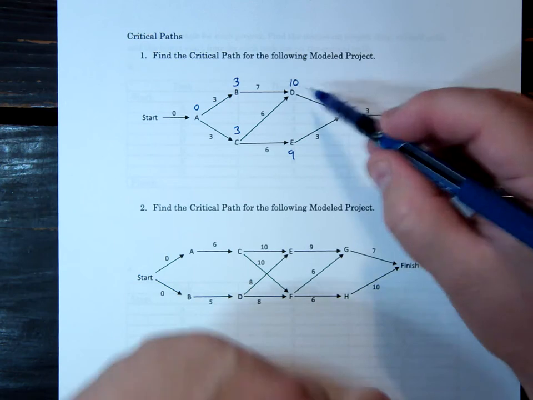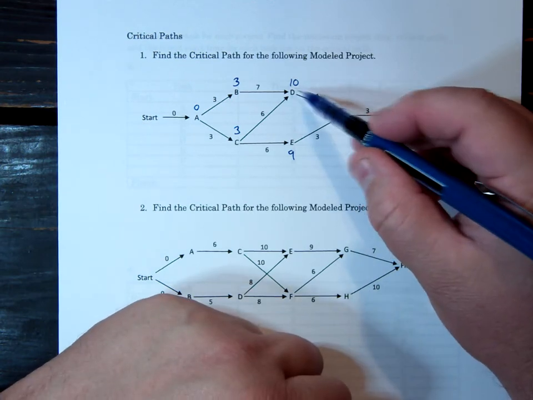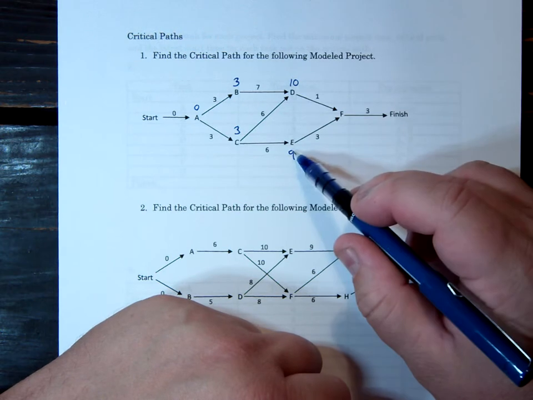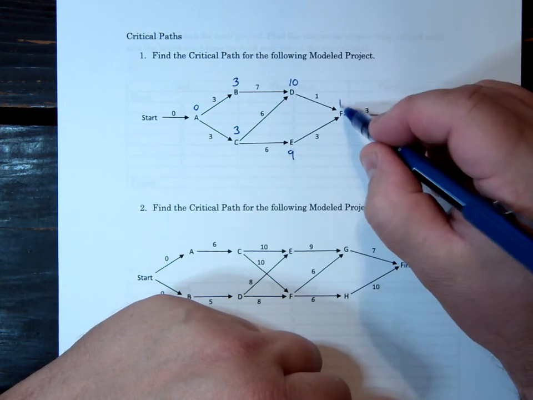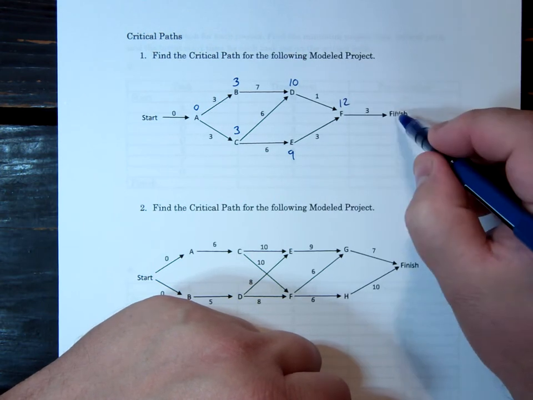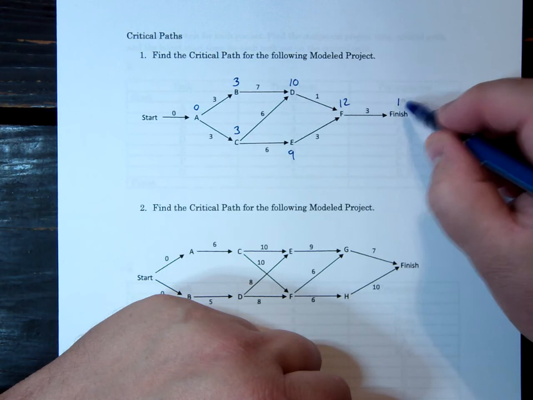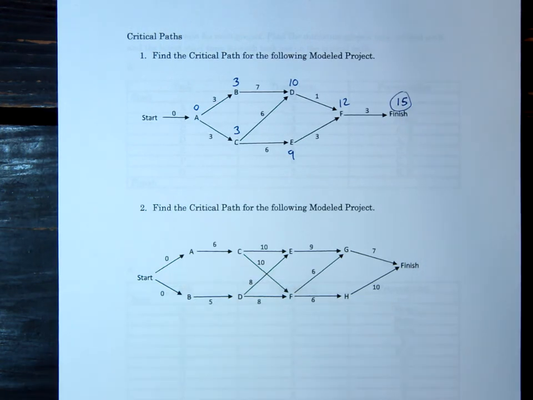And then F has 2 prerequisites. It will get part D after 11, but it won't get part E till 12 days, so it can't start until day 12. 9 plus 3 is 12. And then it'll take 3 days to finish, so the minimum project time is 15 days.